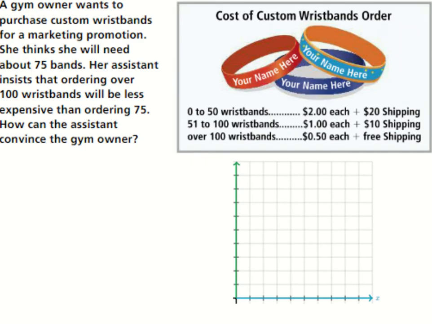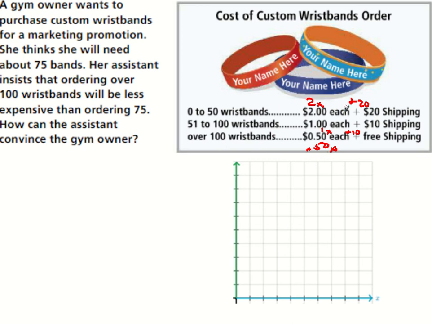Let's see here. I do have an independent practice for you. Okay, so this is a word problem that is going to have 3 different piecewise functions. So we have 2x plus 20, I have 1x plus 10, and I have 0.50x, and then there's no shipping fee. So those are my equations, right? $20 shipping fee one time. So here's my equation, $2 for each wristband. 1x plus 10. And then if you buy 100 wristbands, that's 50 cents each plus free shipping.